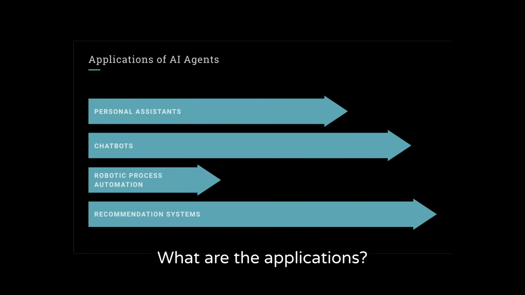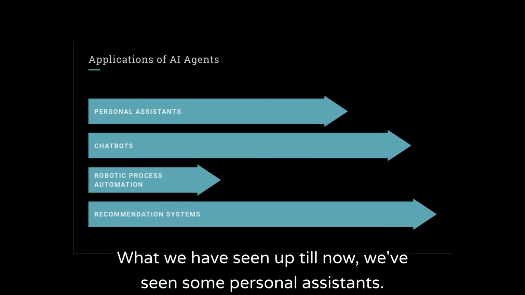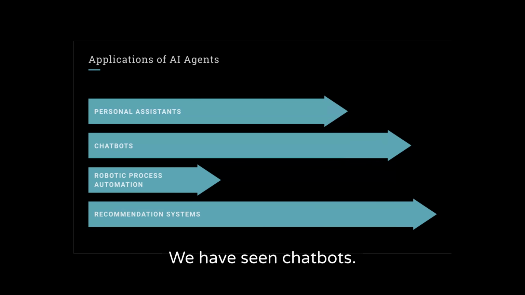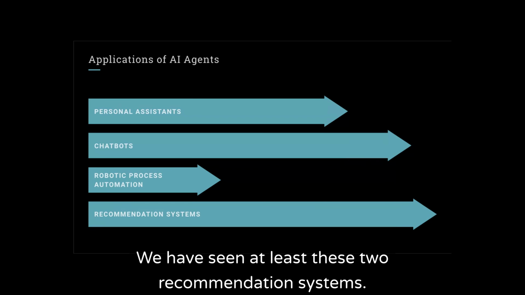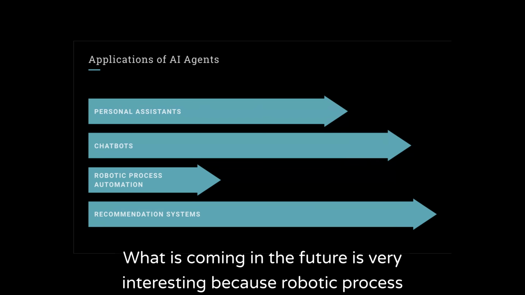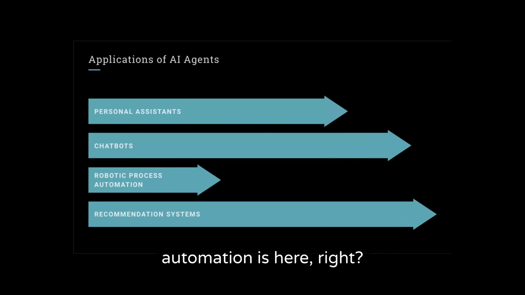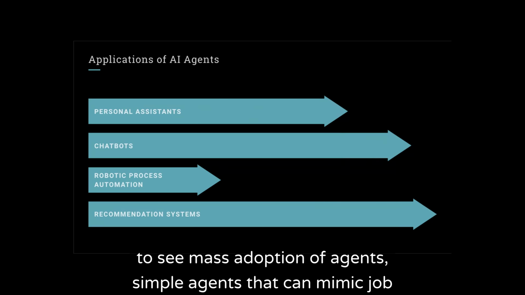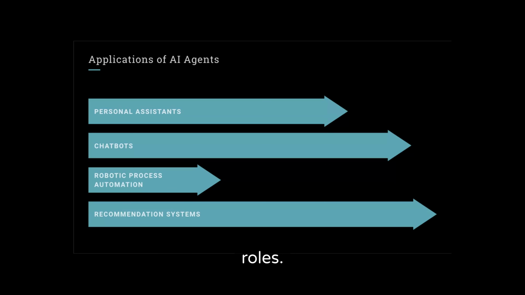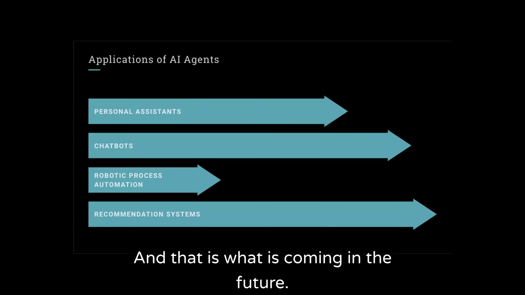There you go. What are the applications? What we have seen up till now, we've seen some personal assistants, chatbots, at least these two, and recommendation systems. What is coming in the future is very interesting because robotic process automation is here, right? And these things we've seen till today. But here's what is coming. We have yet to see mass adoption of agents, simple agents that can mimic job roles. And that is what is coming in the future.